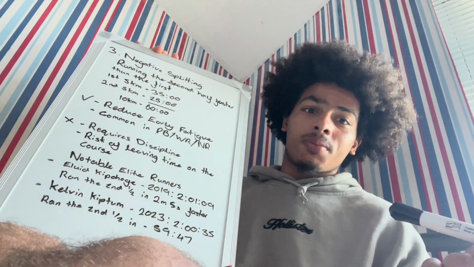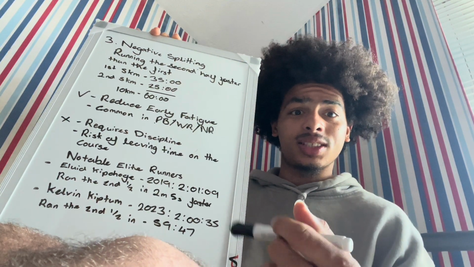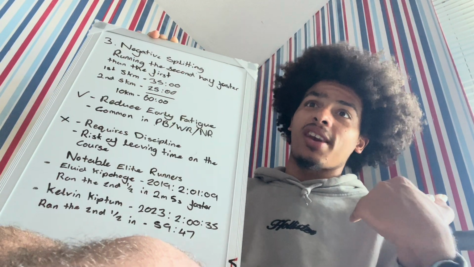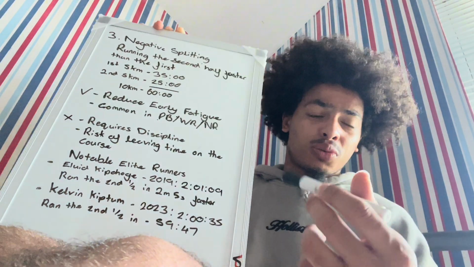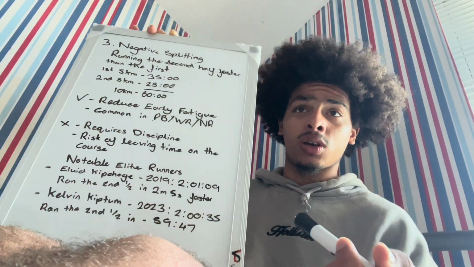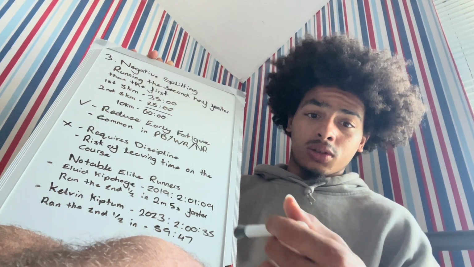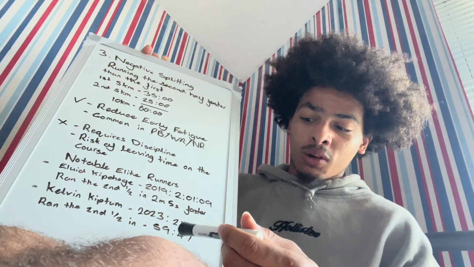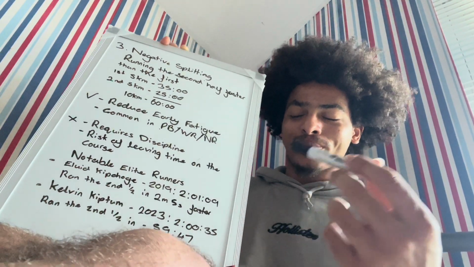But the most notable thing about this is he ran his second half in about 2 minutes and 5 seconds faster than his first half, which shows you that negative splitting does work. And 2 years back in 2023, Kelvin Kiptum, who recently died from a car crash, ran a new world record, beating Eliud Kipchoge's, and managed to get it all the way down to 2 hours and 35 seconds. But I'll double check that for you.